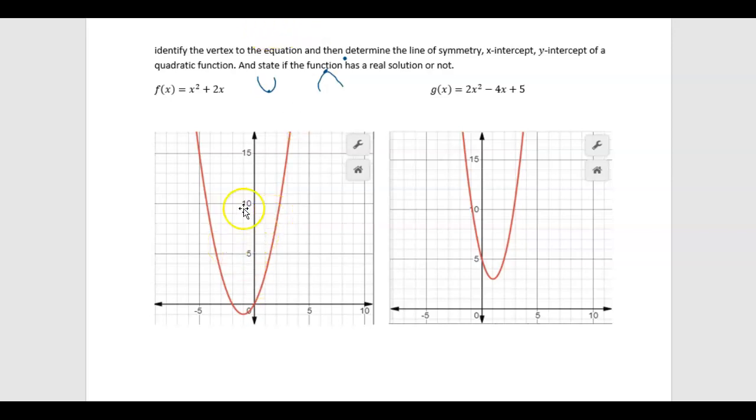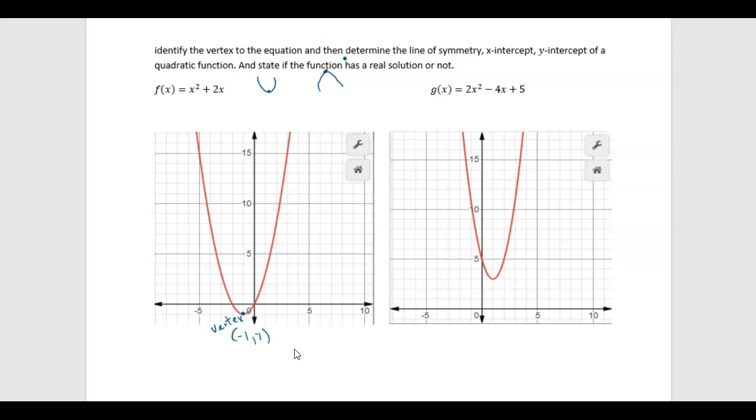In this case, the graph opens up. The parabola opens up, which means I have a minimum. My minimum is the lowest point on the graph, which is right here. That's my vertex, and that point is negative 1, negative 1. You guys see that? That's left 1 and down 1. So that's my vertex, negative 1 and negative 1.